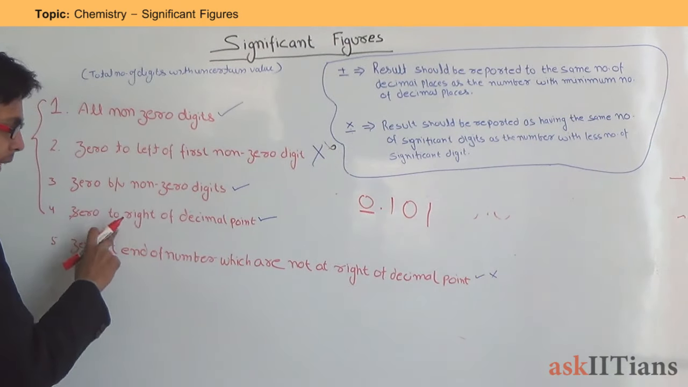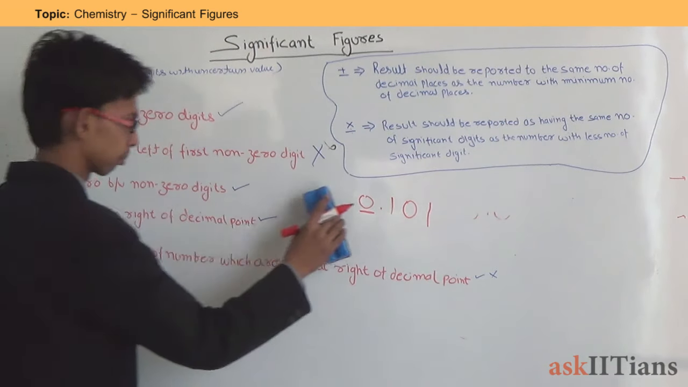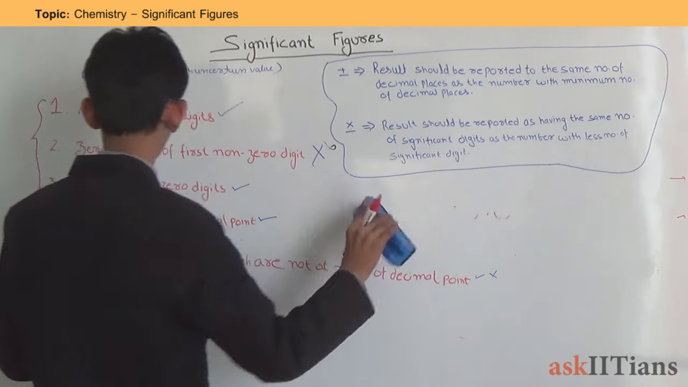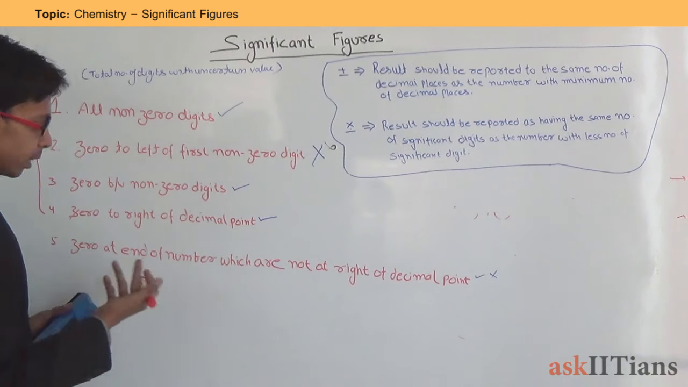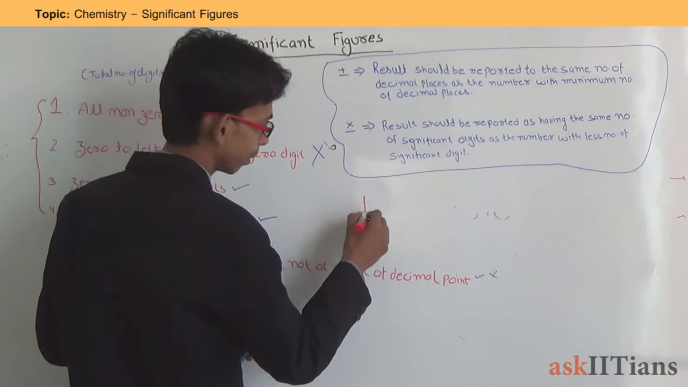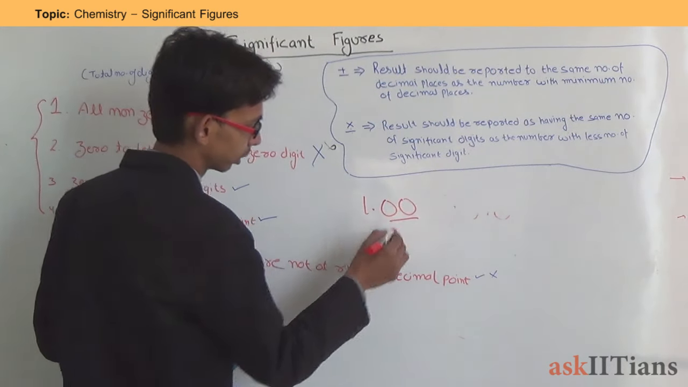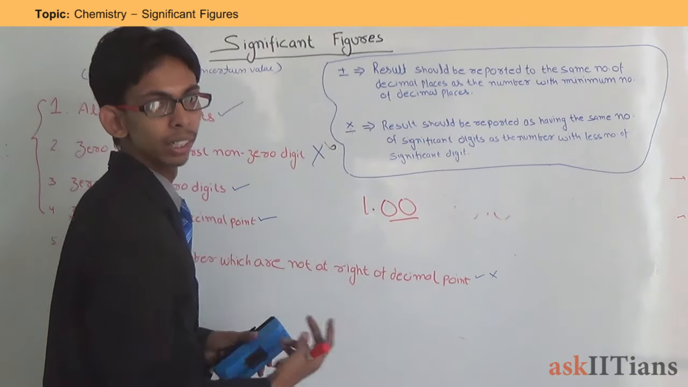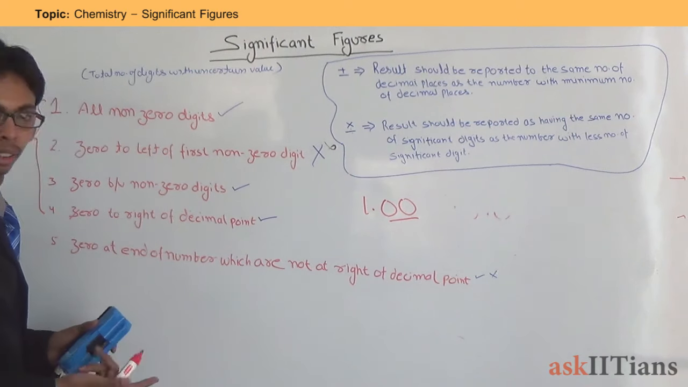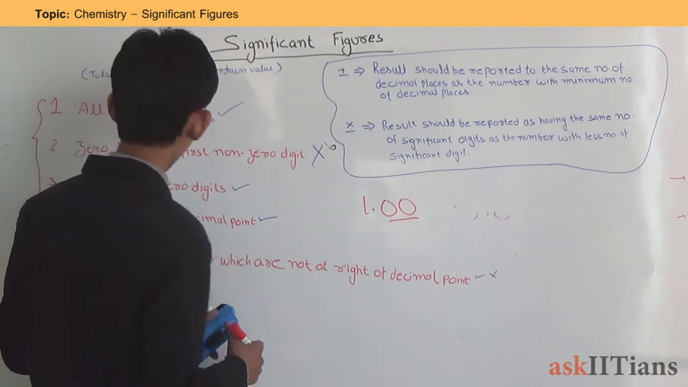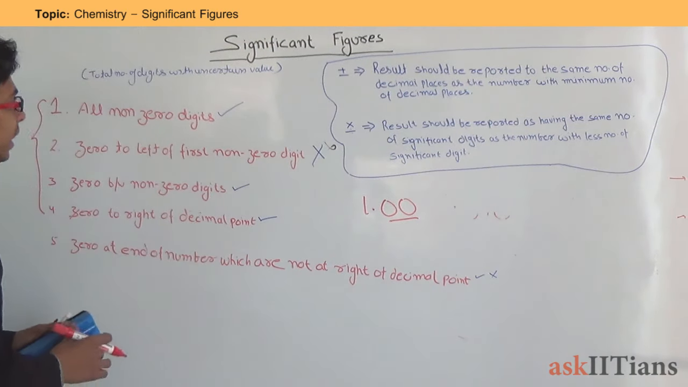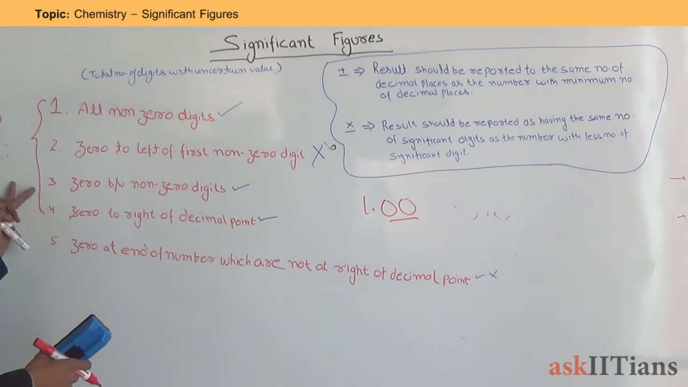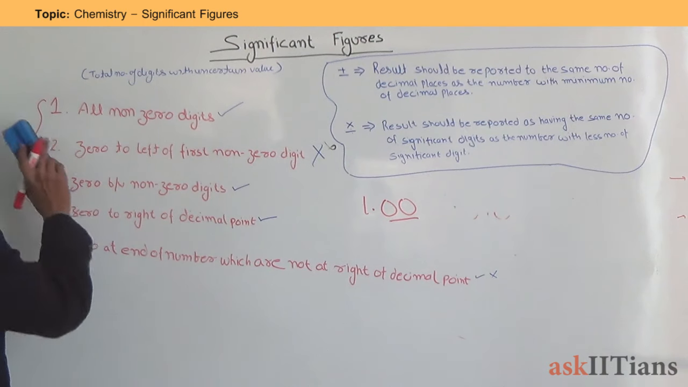Okay, zero to the right of the decimal point. Zero to the right of the decimal point will be significant. That means these two zeros are also significant because these are present on the right side of the decimal point. So these are the 5 rules for determining the significant figures.